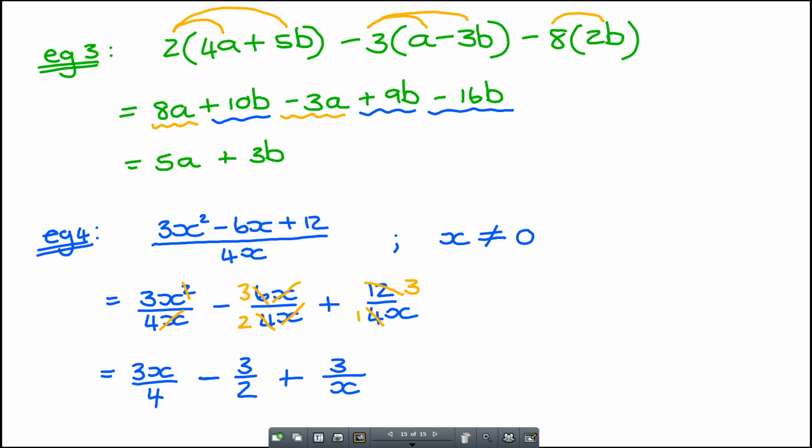Yes, Malcolm, you had your hand up? Yeah, that's your final answer. Why could I not go any further than that? Because they had to be like terms for me to be able to add or subtract them, and they're not.